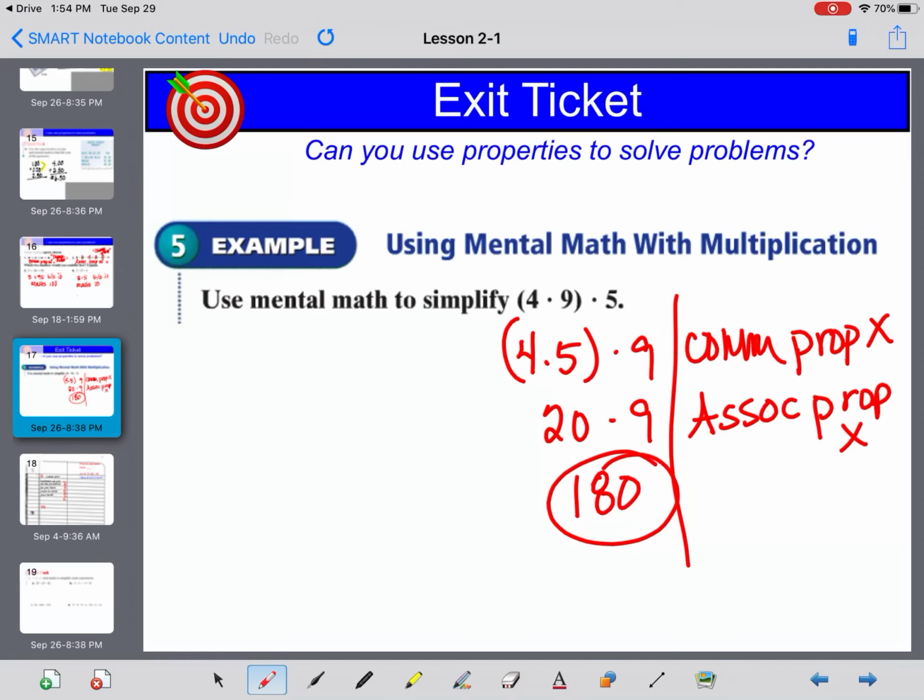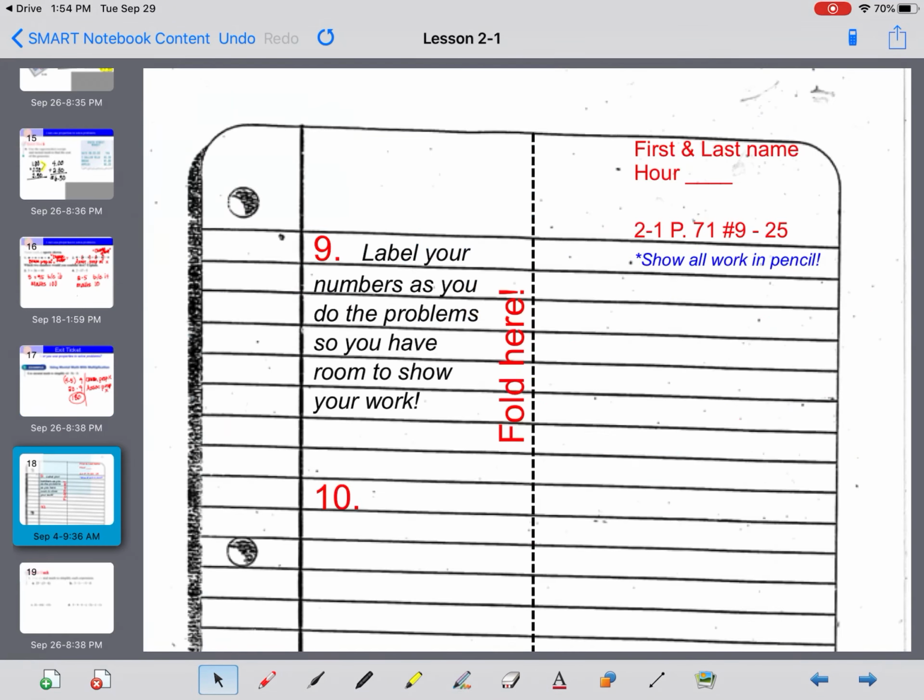And so make sure you're able to use those properties and name your properties. Your homework tonight is 2-1, page 71, 9 through 25. Make sure that you label your numbers as you go, and also as you're solving, name the properties like I was doing next to the problem as you solve it. I know that the idea is to do mental math, and that's for you in real life, but in math class, I want to see what you're doing step by step. Show me your thinking.